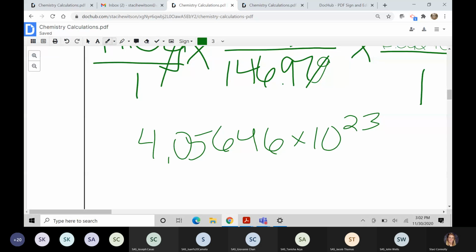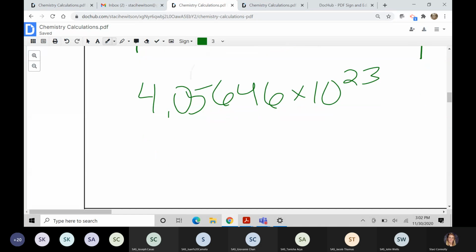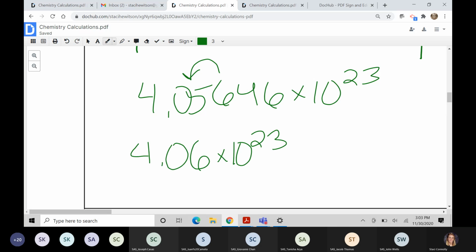Okay, so that is the unrounded answer, but I need to round to 3 sig figs, which you did, but you need to be careful because this 6 will bump that 5 up to a 6. Remember, if it's 5 or above, it bumps it up. So it's going to be 4.06 times 10 to the 23rd. And that actually brings up a good point. This will be formula units of CrPO4.